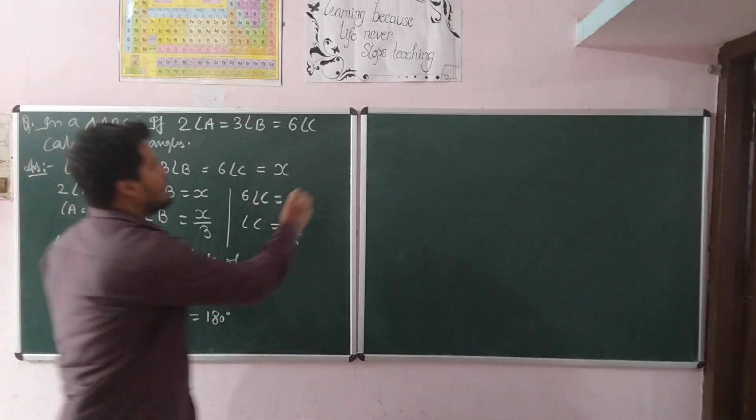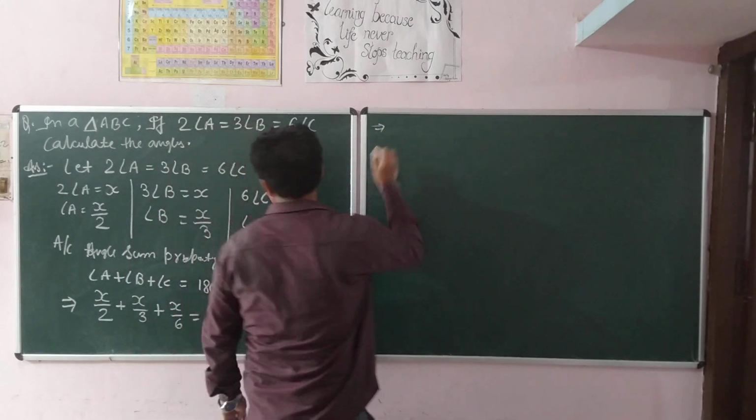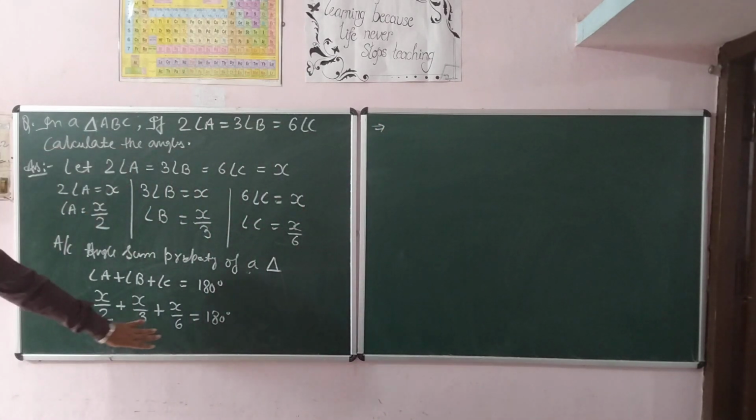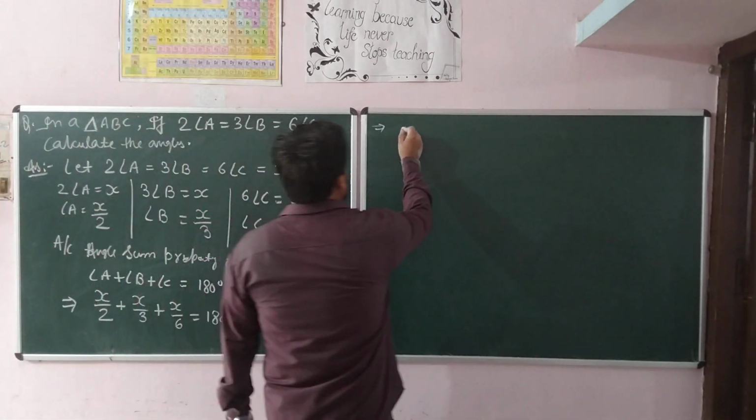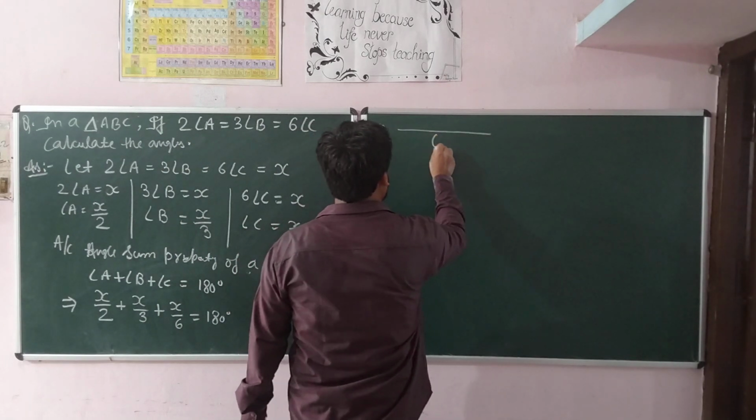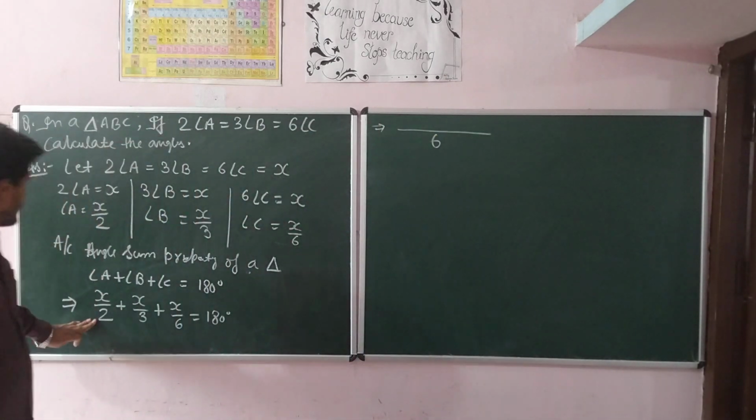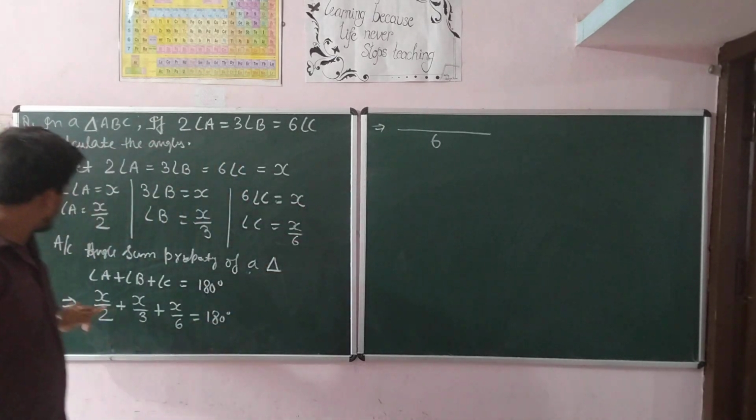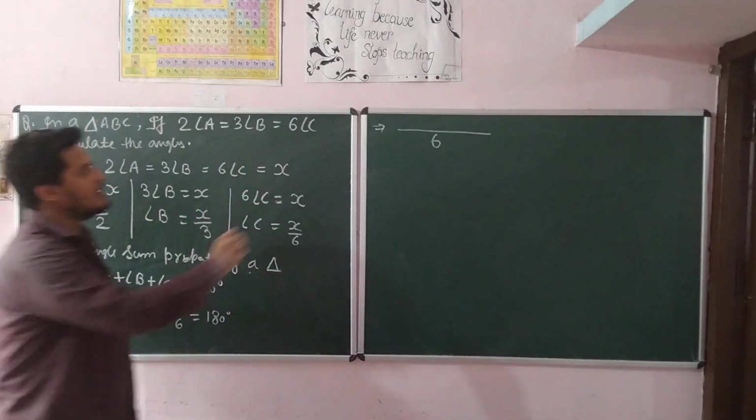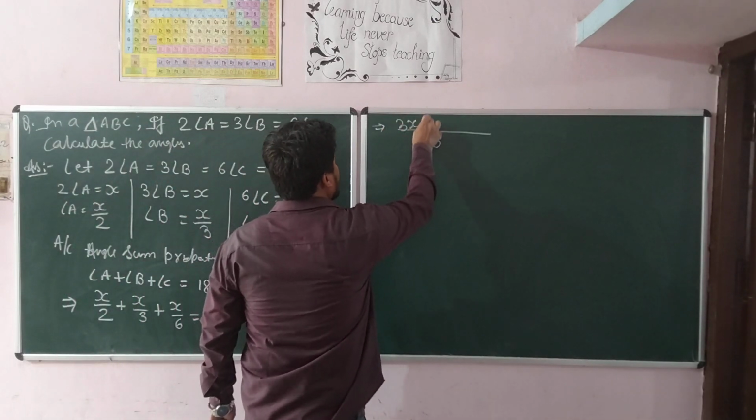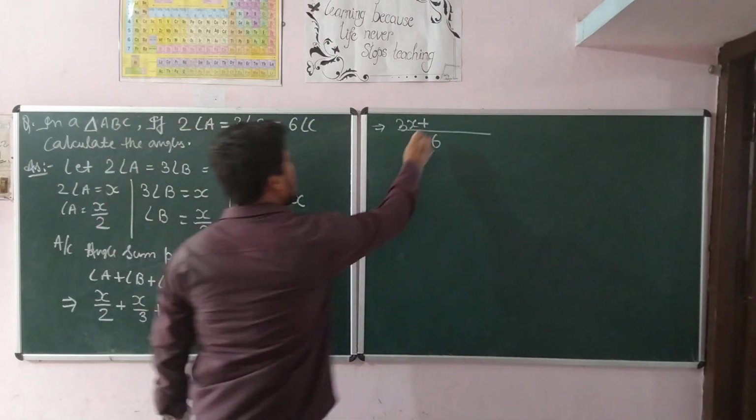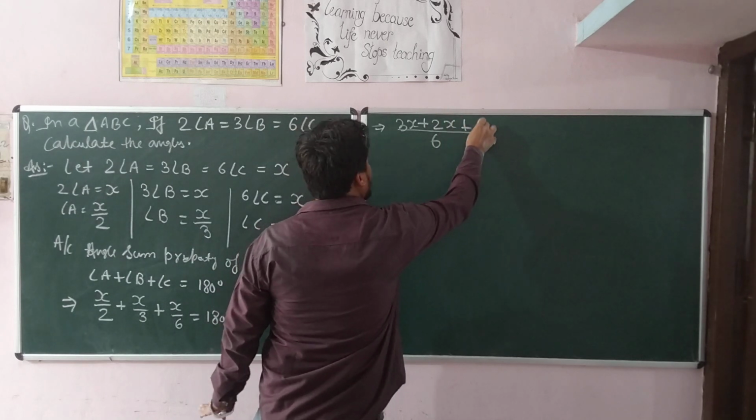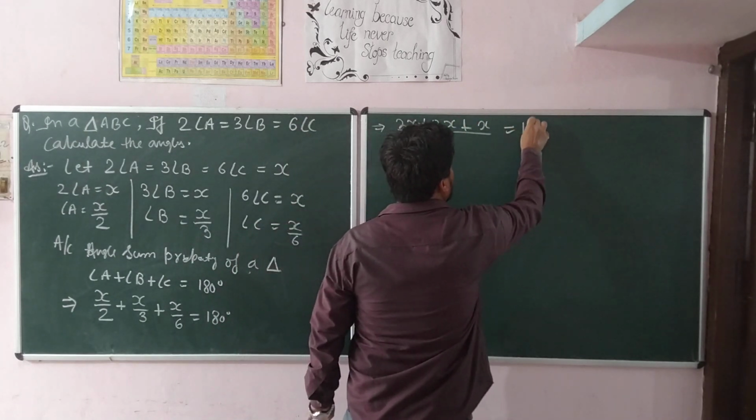Now we have to find the LCM of 2, 3 and 6. What is the LCM of 2, 3 and 6? That is 6. Okay. Now x by 2. First of all, we have to divide 6 by 2. Now that is 3 multiplied with x. Okay. That is 3x plus 2x plus x, that is equal to 180.